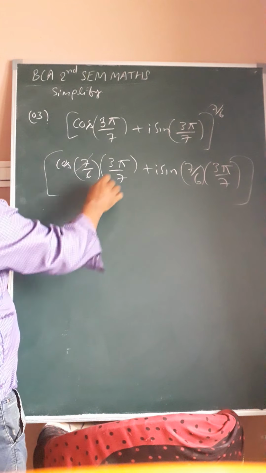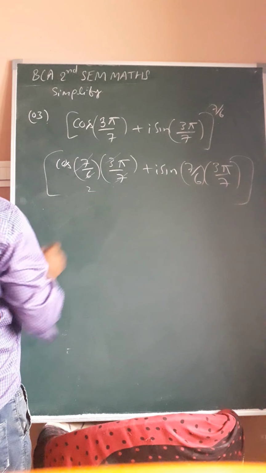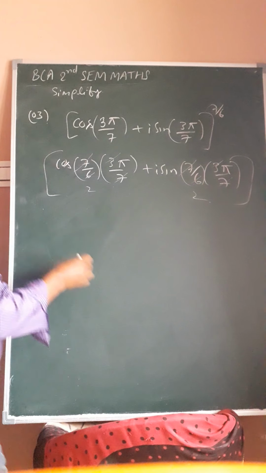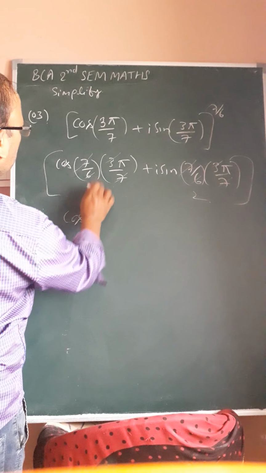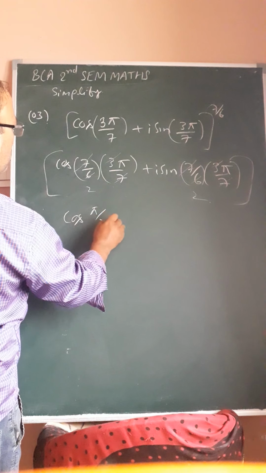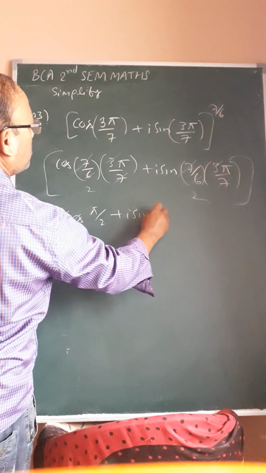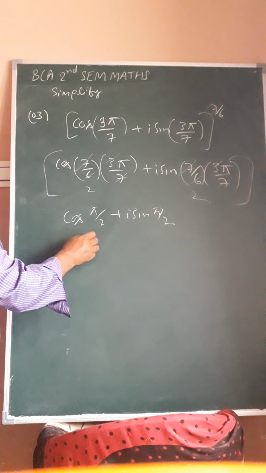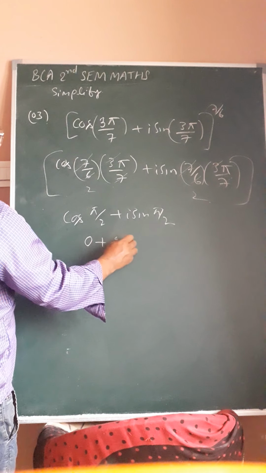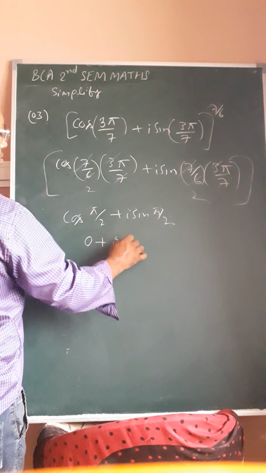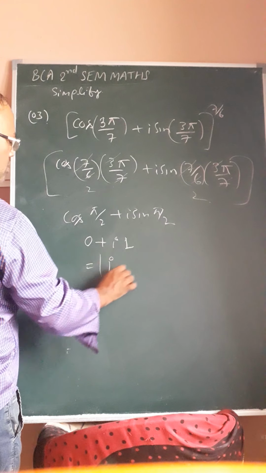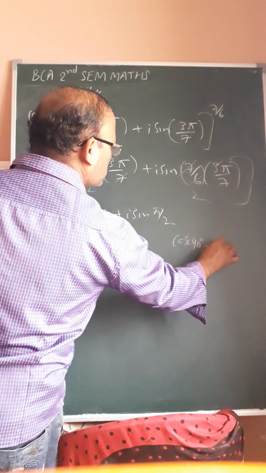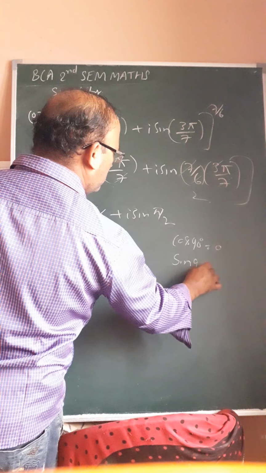The 7s get cancelled: 3 ones are 3, 3 twos are 6. So this is cos of pi by 2 plus i sin of pi by 2. Pi by 2 means 90 degrees; cos 90 is 0 and sin 90 is 1. So this is i.